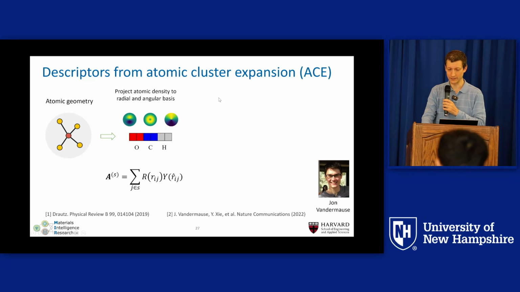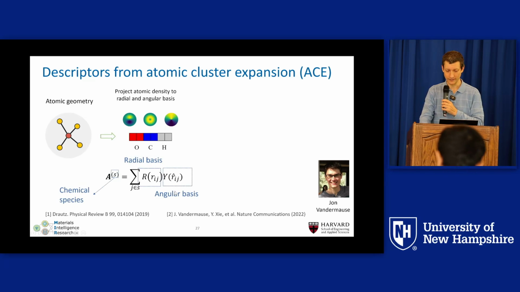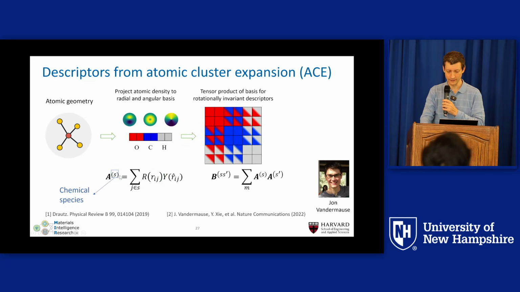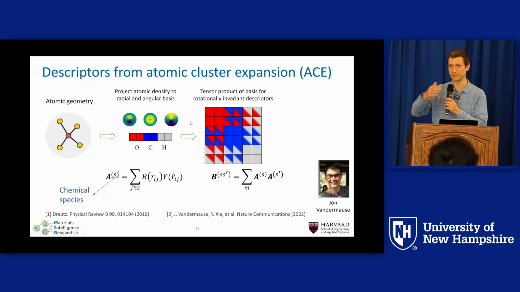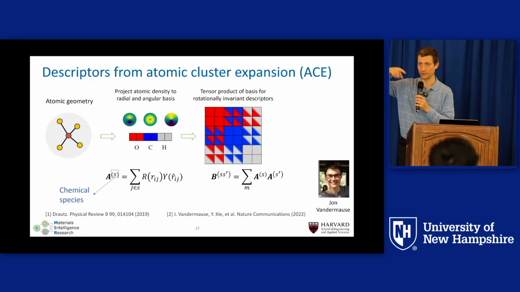And these atomic cluster expansion objects, these spherical harmonics and radial basis functions, you can form them into some sort of tensor, and then you can contract some of the indices to get an invariant, and that invariant becomes a systematically improvable representation of the 3D structure of your molecule.